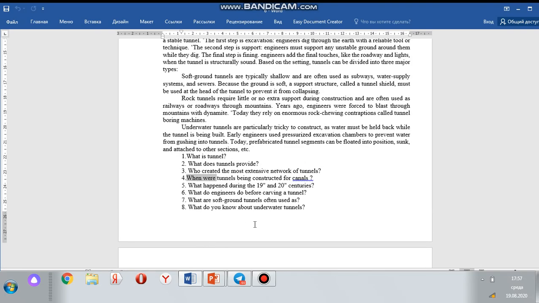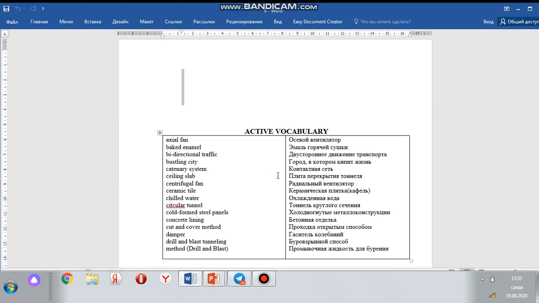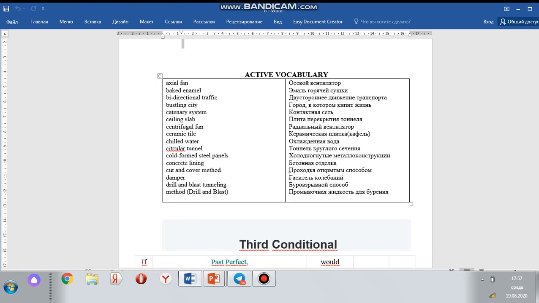So you are welcome with your answers via internet or telegram site. And so after text it comes active vocabulary, which is very useful for you.